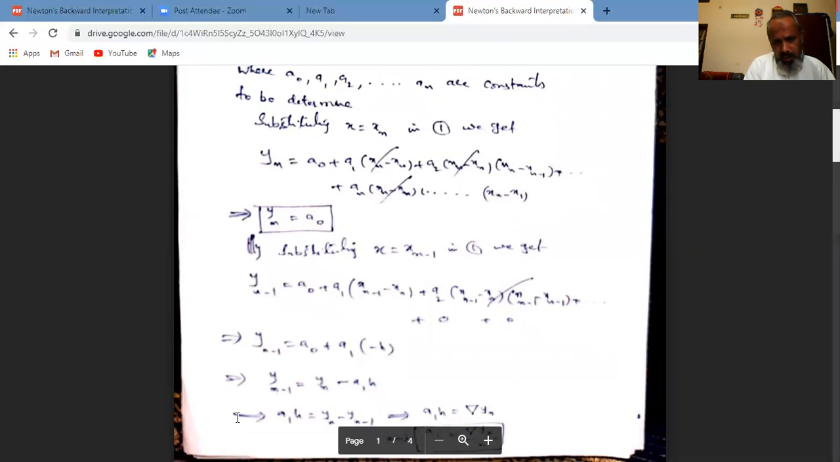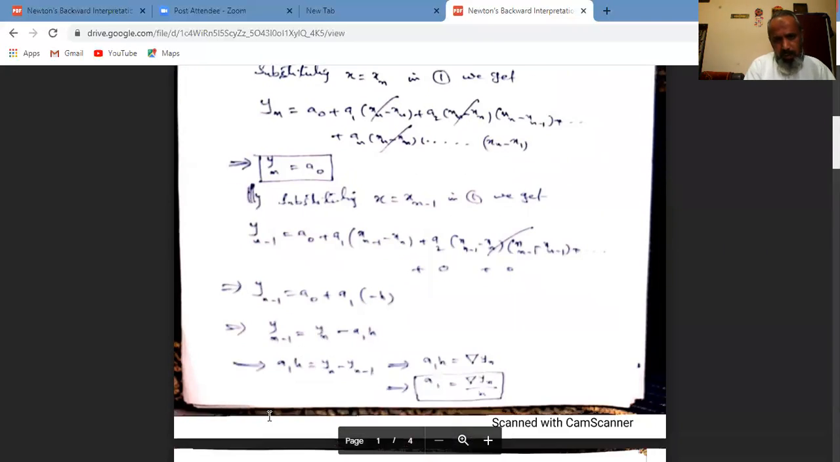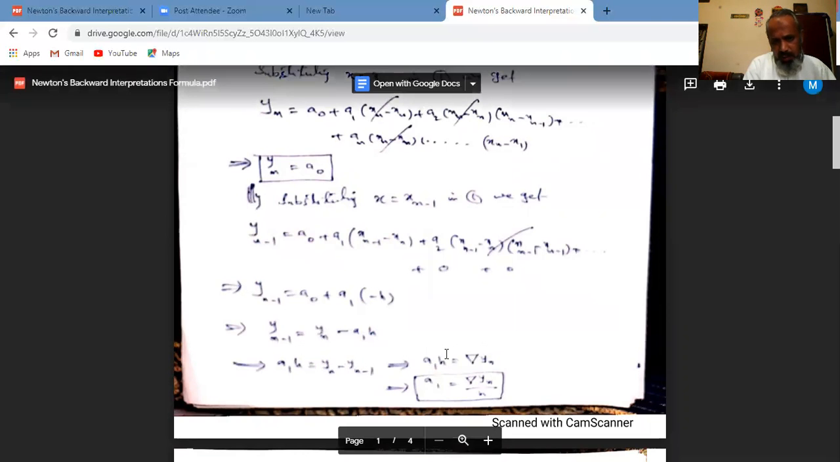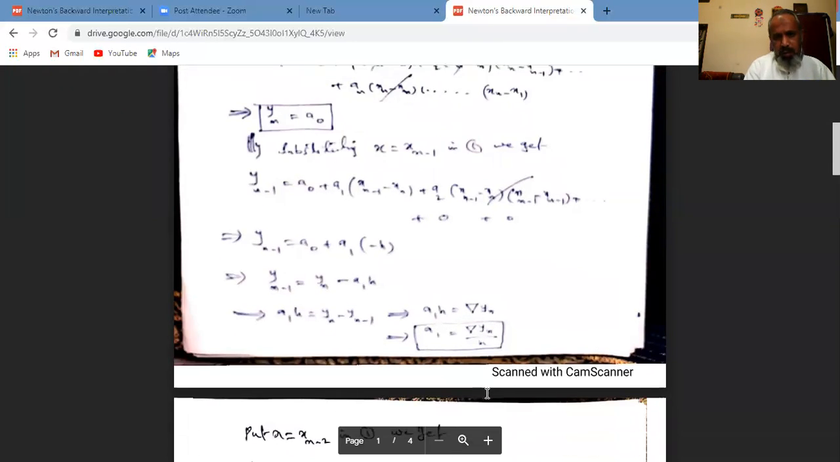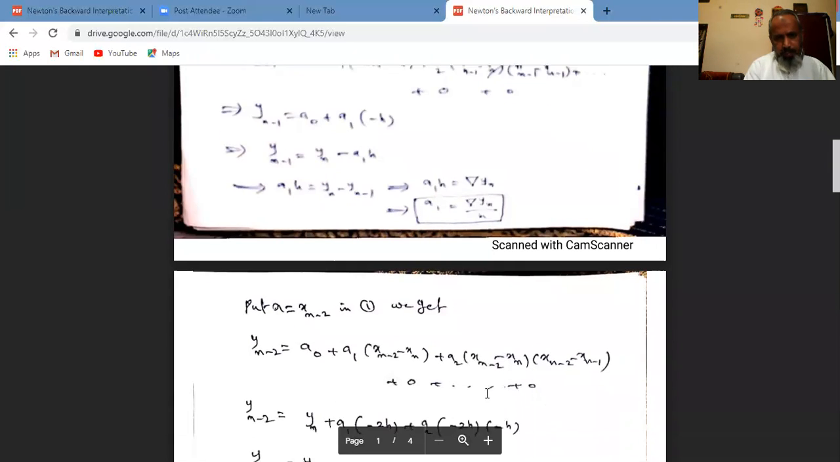So a1h is equal to yn minus yn minus 1. This is nothing but the first backward difference, and we write it as nabla yn. So a1h is equal to nabla yn, and a1 is equal to nabla yn by h. This is the constant a1.